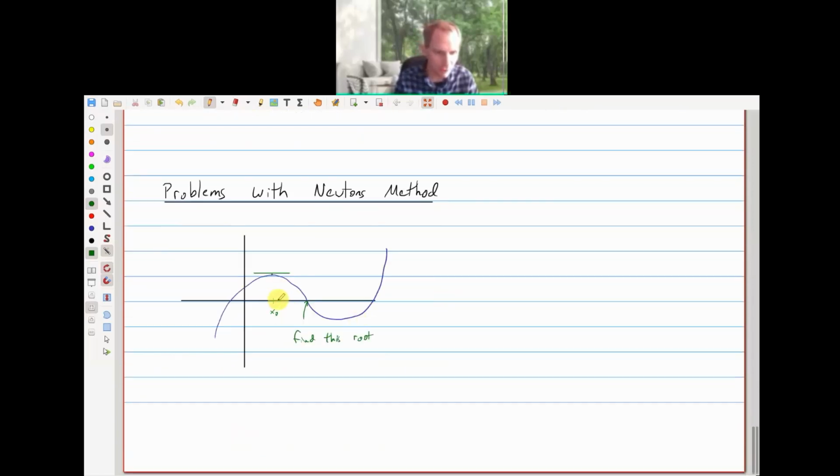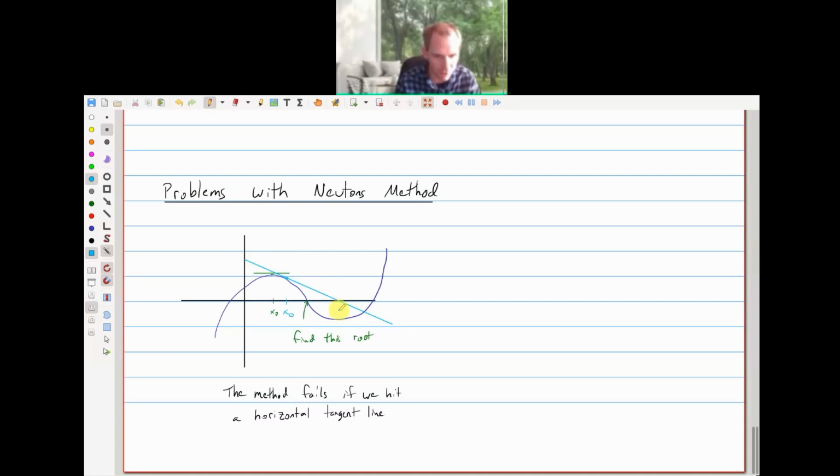So whether it's my first approximation, my initial one, or any of the ones in the process, if they exactly hit a horizontal tangent line, then the whole process just breaks down. If I don't hit a horizontal tangent line, but I hit a point maybe close by to one of them, maybe my initial guess was like over here, then that's going to send me kind of far away.